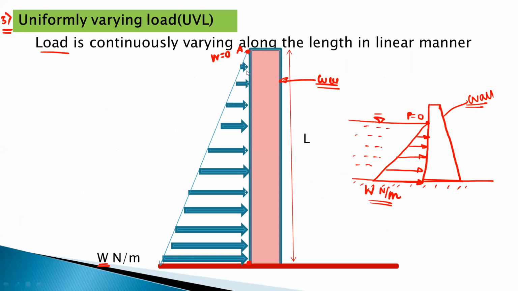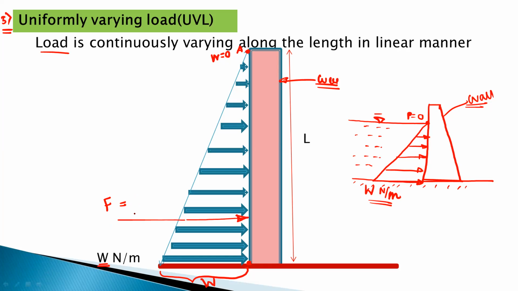Now, how to convert UVL into a point load? So for the UVL, suppose this is the equivalent point load. This is the W. Okay. So this maximum intensity is nothing but the W. This is 0, because there is no load at this point. And this span is taken as L. Then this W, that is a point load, take this value as F.